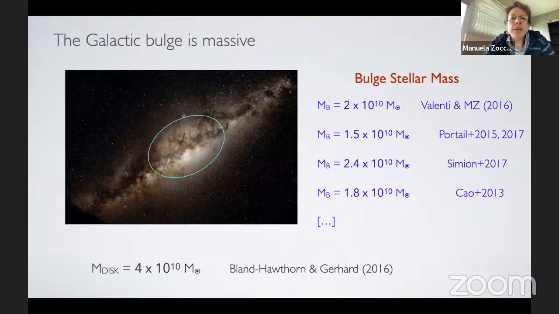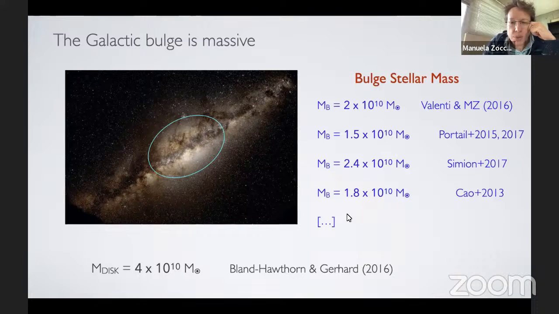I said that the galactic bulge is massive and the galactic bulge is old. Let me justify these two statements. We know pretty well the stellar mass of the galactic bulge. Here I'm showing some of the recent determinations. Most of them are done by means of dynamical models that are then requested to reproduce the kinematics that is measured with observations for stars in this region. And as you can see, they range from 2 × 10¹⁰ solar masses, 1.5, 2.4, 1.8.